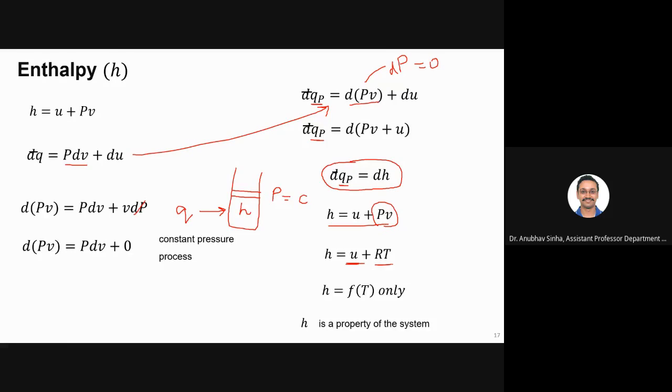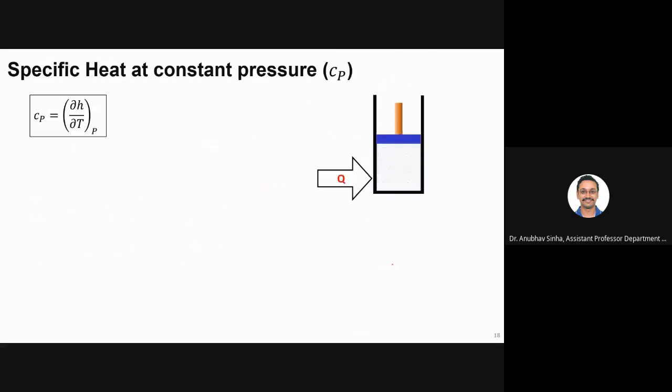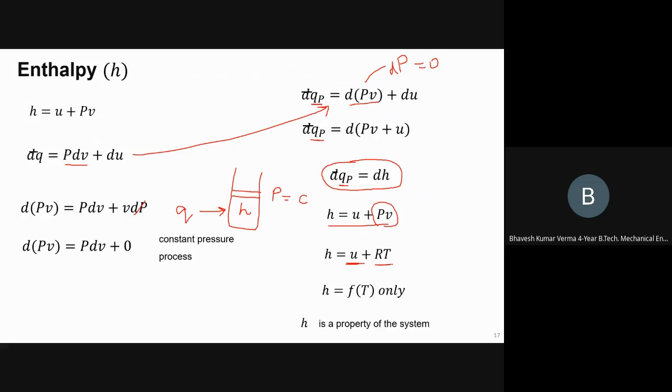Okay, and it is a property. Fine. Now, sir, is there any difference between enthalpy and heat? Enthalpy is a property of a system. Heat is what is supplied to the system. Heat is the boundary phenomenon. For enthalpy, I can say that this system has this much enthalpy, or what is the change in enthalpy of the system. I cannot say change of heat of that system.